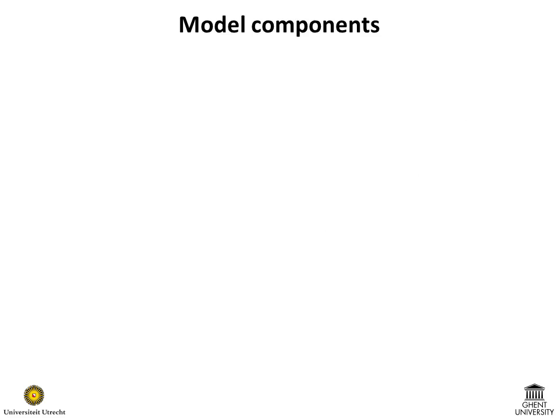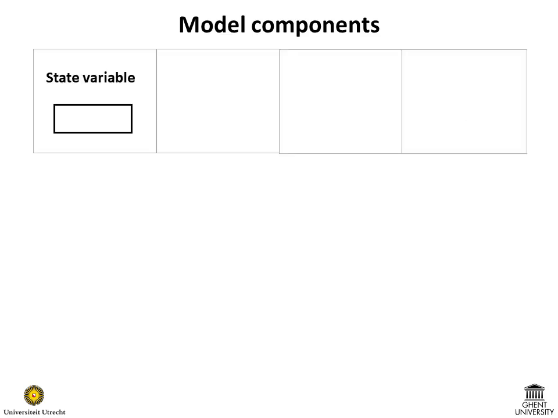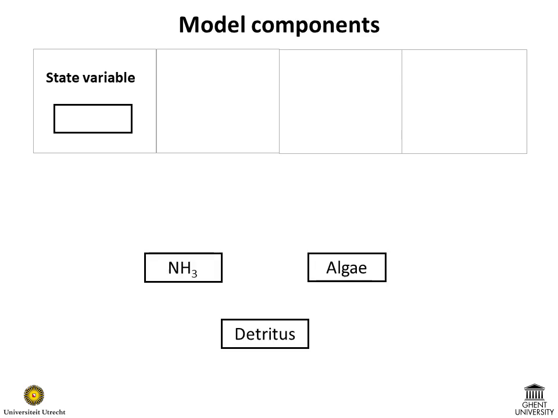First, we introduce the different components of a model and explain how to visualize them in a diagram. State variables are depicted in rectangles. For instance, we can consider dissolved ammonia, biomass of algae, and free-floating detritus as the state variables in the model.